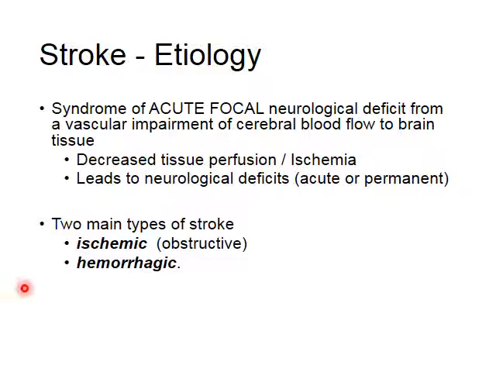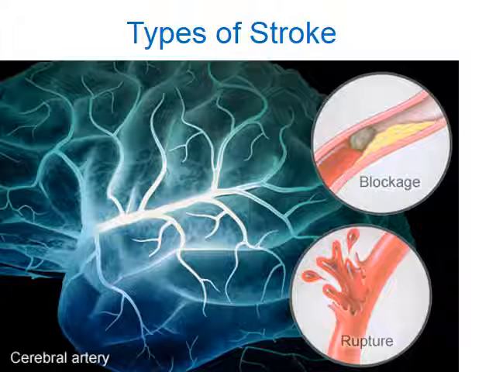And as I said, the two named types of stroke we will talk about are an ischemic stroke, meaning a clot or something is obstructing it, and a hemorrhagic stroke, which means one where there is a burst or a ruptured blood vessel.